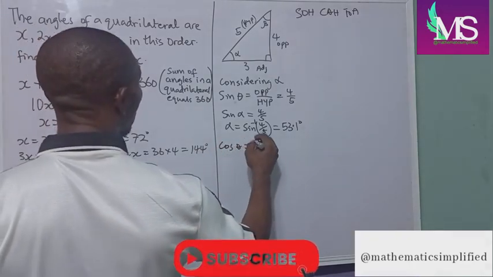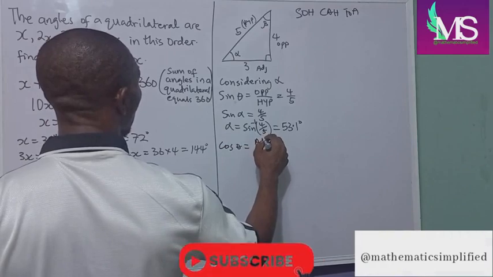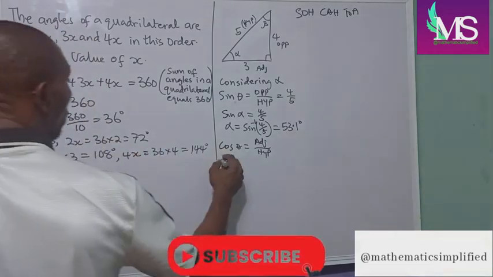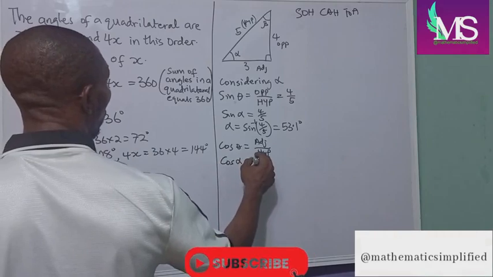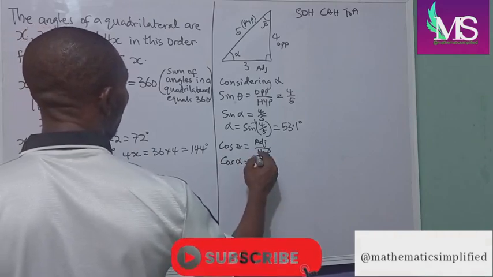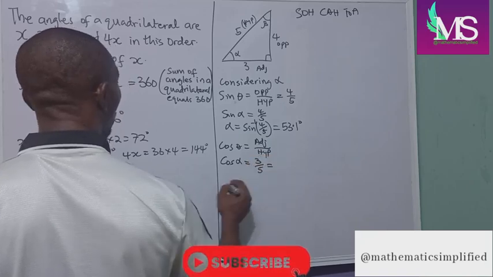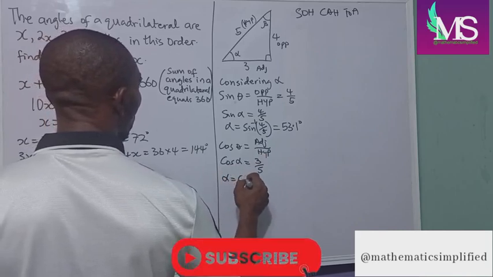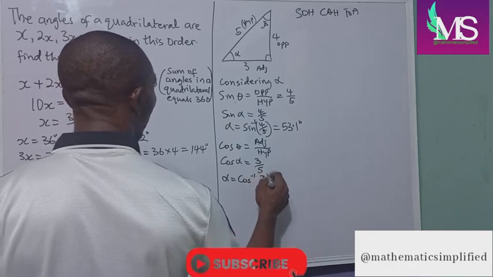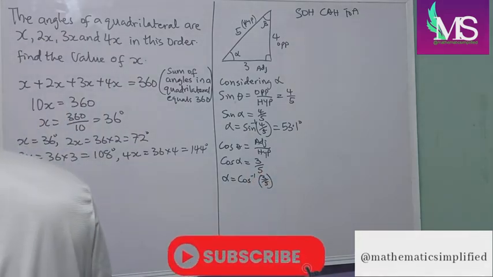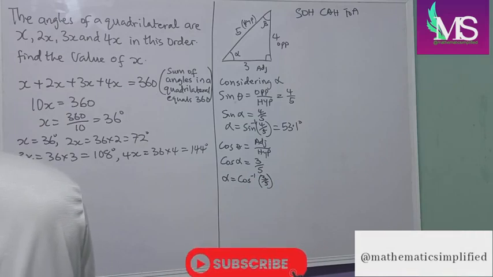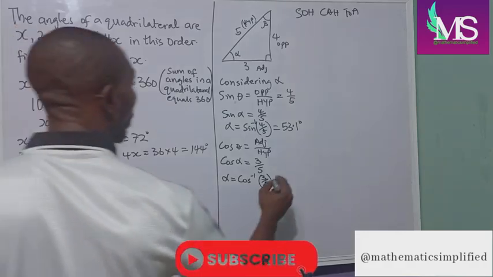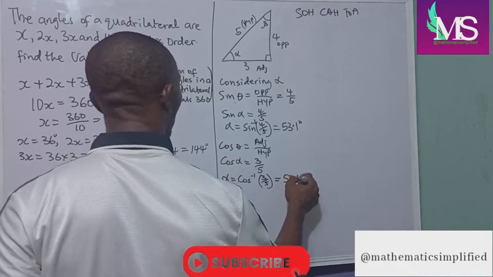Okay, now let's look at cos. Cos theta equals adjacent over hypotenuse. So cos alpha equals adjacent, in this case 3 over 5, which will give us alpha equals cos inverse of 3 over 5. Now cos inverse of 3 over 5 will give us 53.1 degrees.